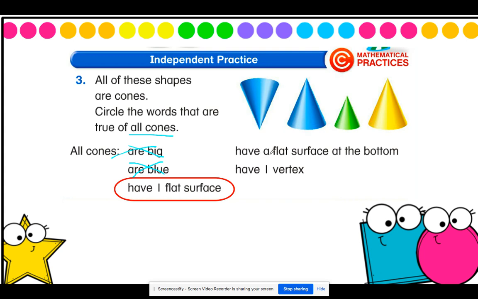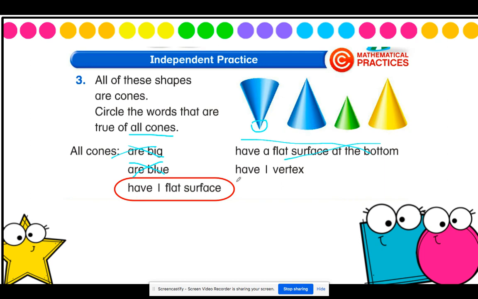Next one, have a flat surface at the bottom. All right, let's look at these cones. Looking at the first one, does this cone have a flat surface at the bottom? No, it does not. This cone has its vertex at the bottom. So is that true of all of the cones we see? No, it is not. So I'm going to cross that out.